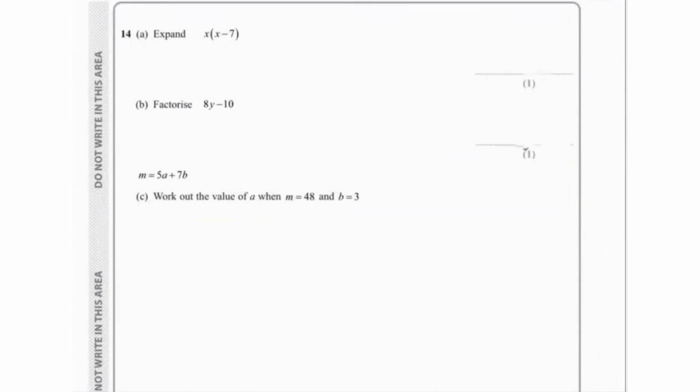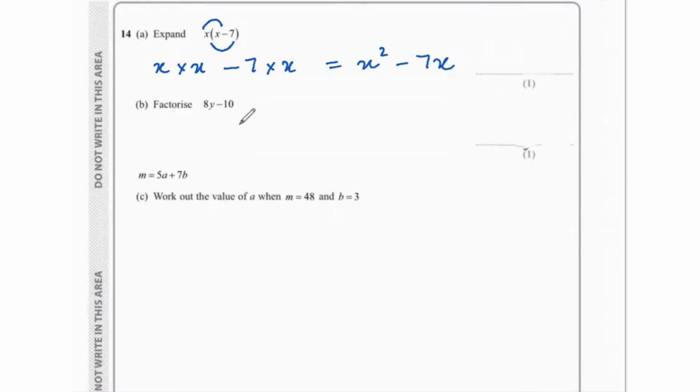Expand x bracket x minus 7. Whenever we have a term outside the bracket, that gets multiplied with all of the terms inside the bracket. So x times x and then minus 7 times x. That's x squared minus 7x.